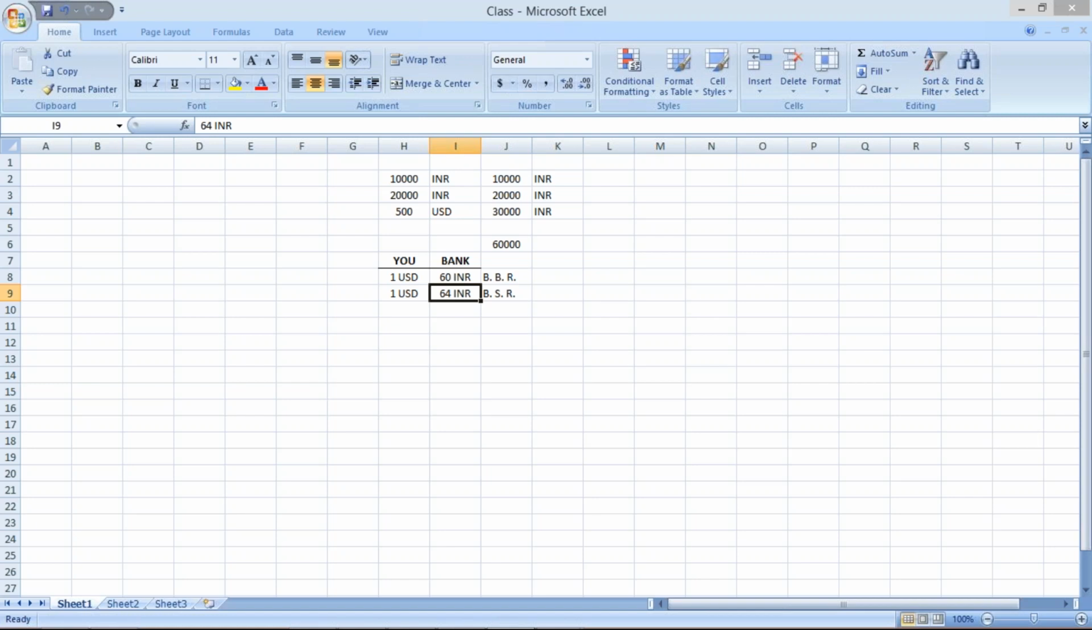It depends upon them. But I'll tell you guys, generally they will maintain the average rate. What is the average rate? Buying rate plus selling rate divided by 2. So they will maintain the average rate. Average rate means the mean of the bank buying rate and selling rate. They'll say that we are neither going to maintain the buying rate nor the selling rate, simply we will maintain the average rate.